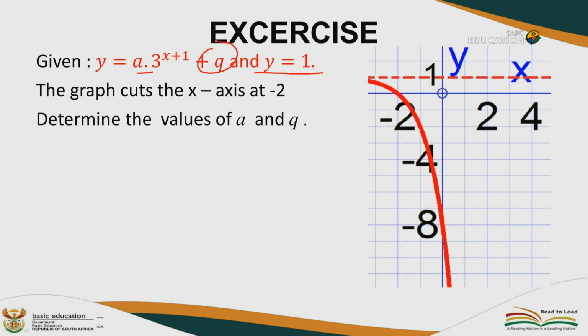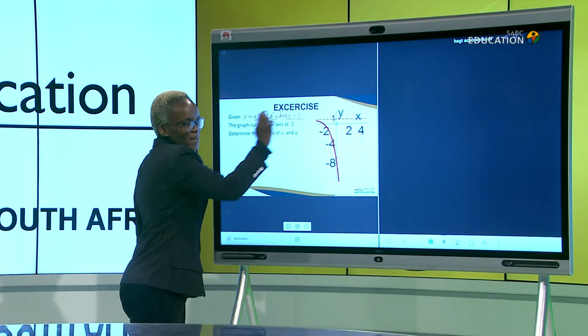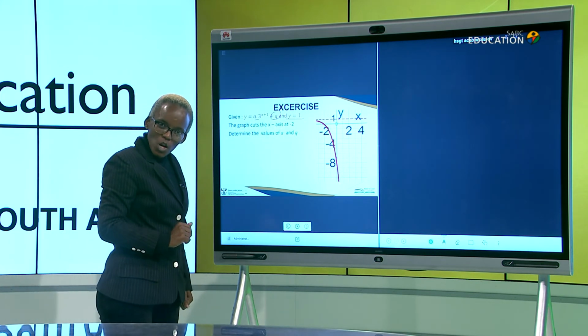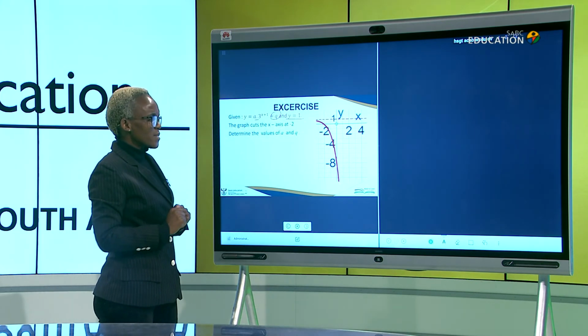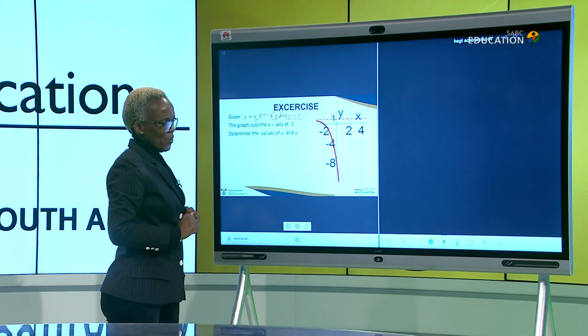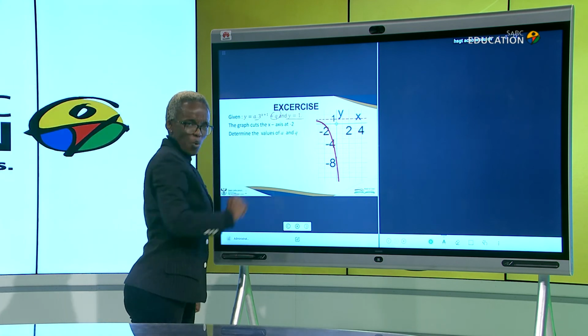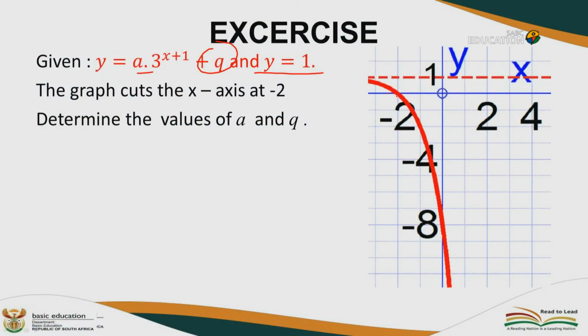Now, determine the values of a and q. The graph cuts the x-axis at -2. We have the x-axis, so it cuts the x-axis at -2. So we have a point there, and we have the asymptote. So we've analyzed the diagram. We can see, oh, I have a q, which is my horizontal asymptote. It lies below, and I have another point. The graph passes at that point.